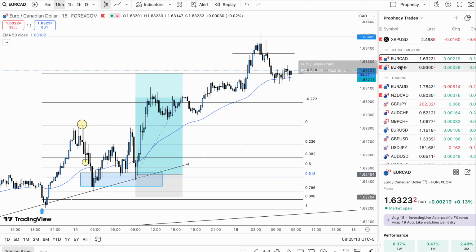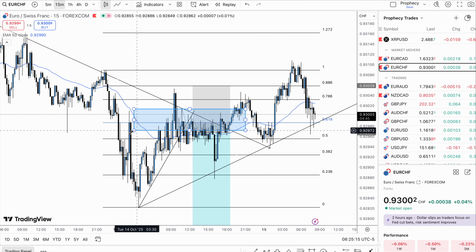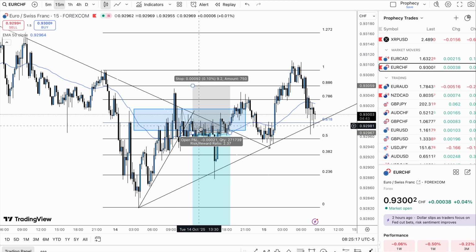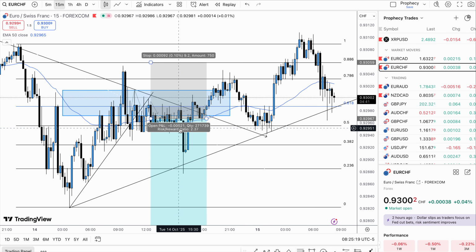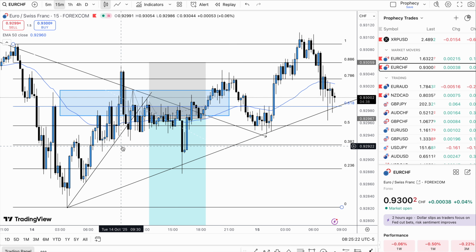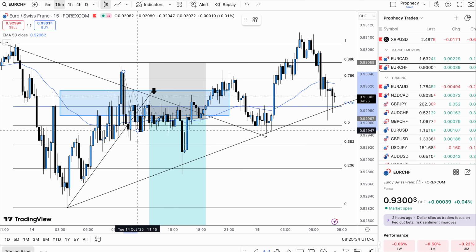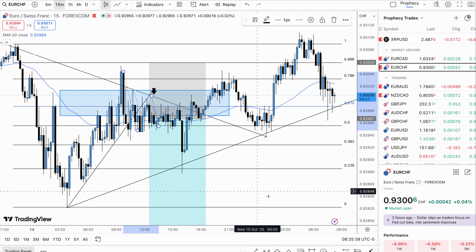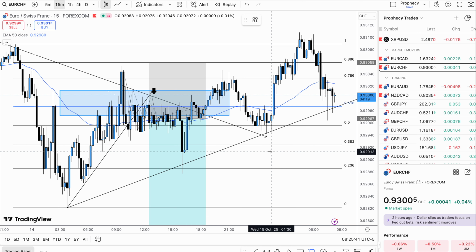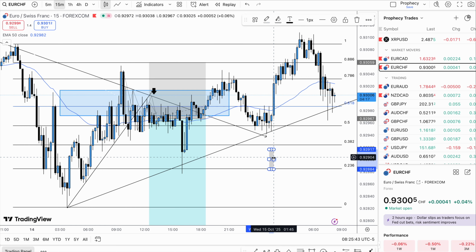Moving on to Euro CHF, unfortunately, we were not able to get into this trade. We didn't actually see the proper price action. If you click on the previous video for more details, we were looking for some type of price action, some type of rejection in this area. We wanted price to come up, come down, respect this area, give us some type of bearish engulfing candle of some sort, maybe a larger candle.